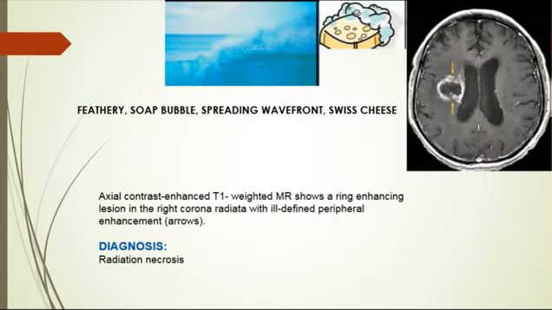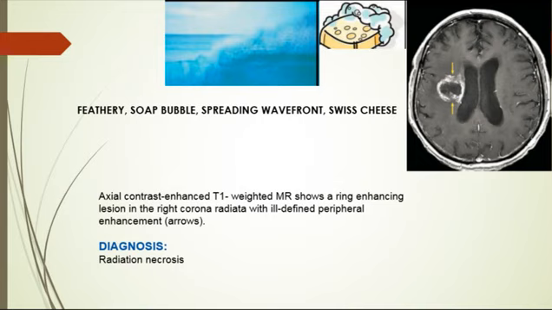So this is an axial contrast T1 weighted MR image showing a ring enhancing lesion within the right corona radiata with ill-defined peripheral enhancement, indicating radiation necrosis. In radiation necrosis, you always keep in mind there is a characteristic soap bubble or Swiss cheese enhancement, reflecting the internal necrosis. The enhancing margin gradually blends with the surrounding brain, producing the feathery or spreading wave front appearance. The margin is not just enhancing, it's enhancing and blends with the surrounding brain, gradually fades away, okay?